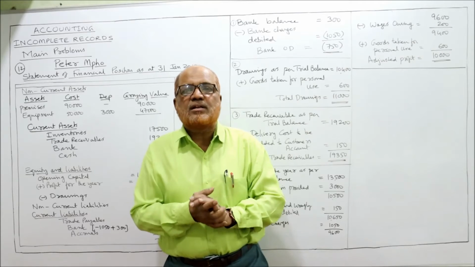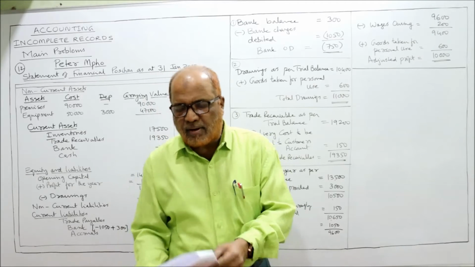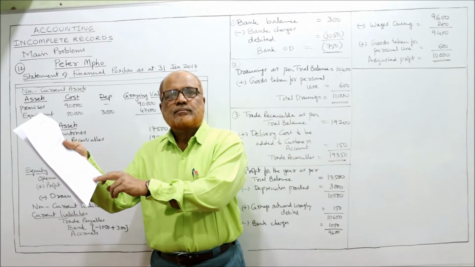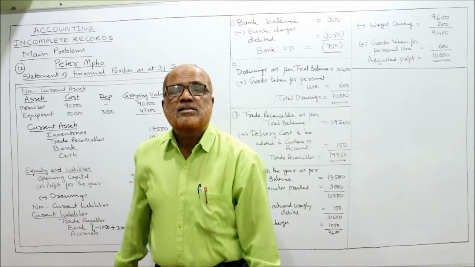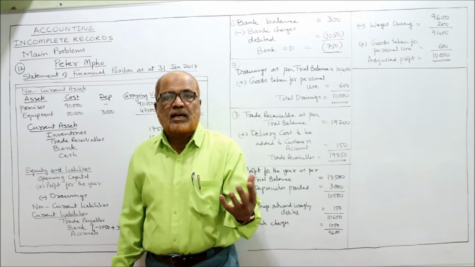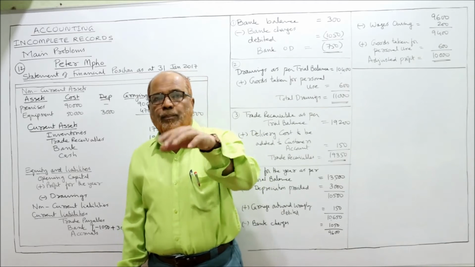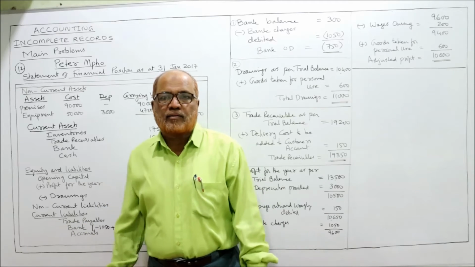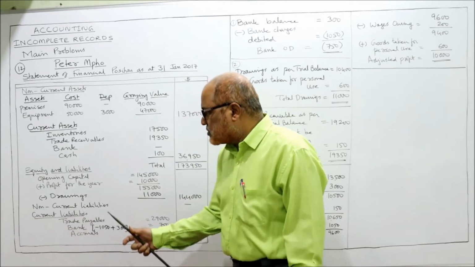Now we consider that drawings are already given. The drawings are given in the trial balance, 10,400. Now here some more drawings are there. $600 worth of goods are taken over. So 10,400 plus 600, 11,000 is the total drawings. So drawings we take as 11,000. You can see here.